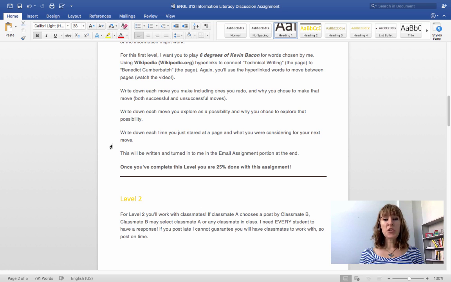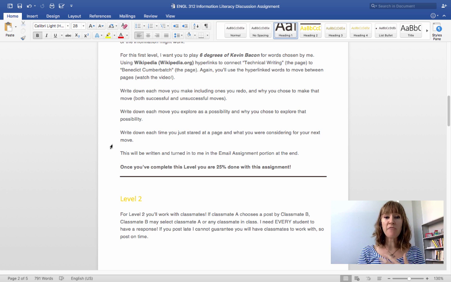For your practice level 1 of this assignment, you all are going to connect the technical writing page, because it's a really strong page, to Benedict Cumberbatch. There are several different ways of connecting these 2 particular pages depending on what you know about both ideas. I'm very interested to see what you choose. Open up the technical writing page on Wikipedia. Go to wikipedia.org, type in technical writing, and then use the hyperlinks on that page to hopefully, in less than 6 steps, end up on the Benedict Cumberbatch Wikipedia page.